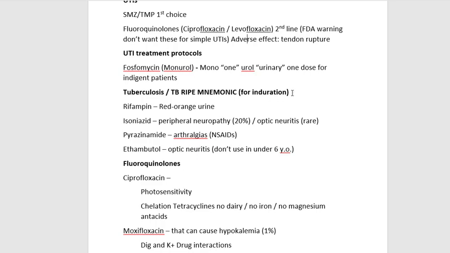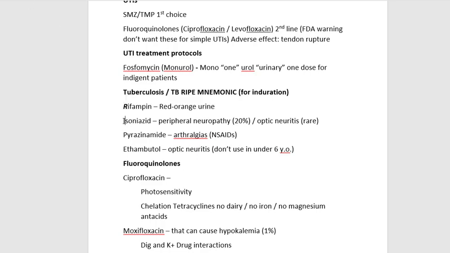Tuberculosis, I won't go too into this, but the RIPE mnemonic comes from the induration. So if you look at the induration of somebody that has TB, it seems like it's ripe, it's red, it's raised. There are tons of side effects with these drugs, but if we can just associate maybe one or two side effects with them, and maybe what we do for them, it makes it a little bit easier. So R for rifampin.